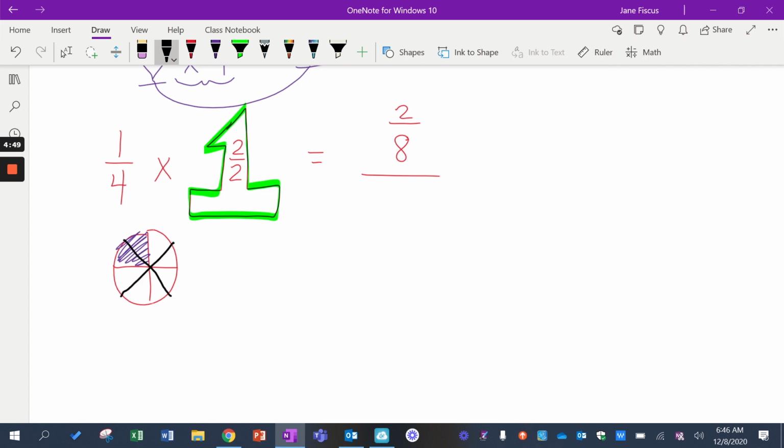All right, do we see 8ths? 1, 2, 3, 4, 5, 6, 7, 8. Now, of course, my drawing isn't very clear, but we see that 2/8 right here is the same as 1/4 that I started with. So yes, 1/4 is equivalent to 2/8. It is the same identity.